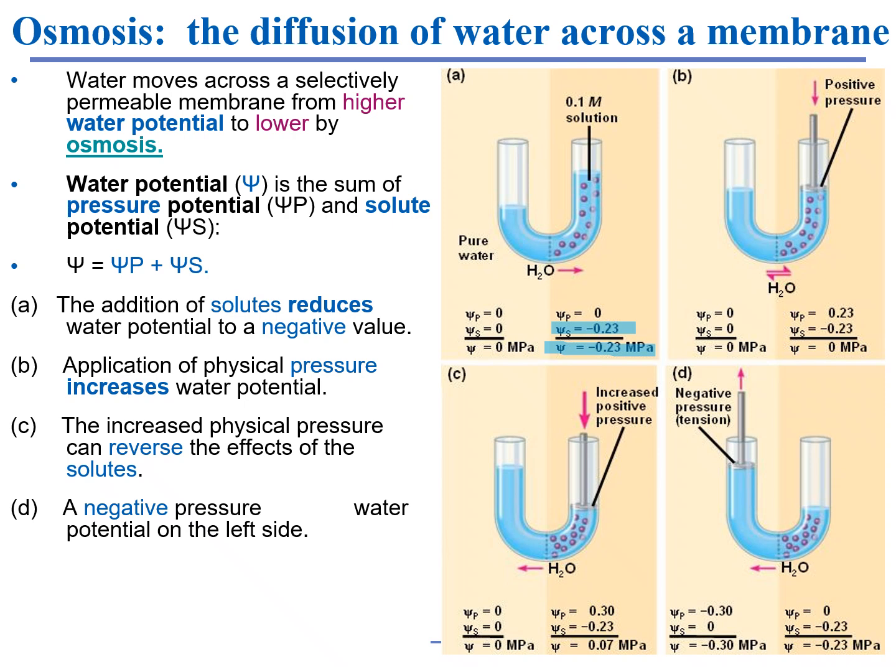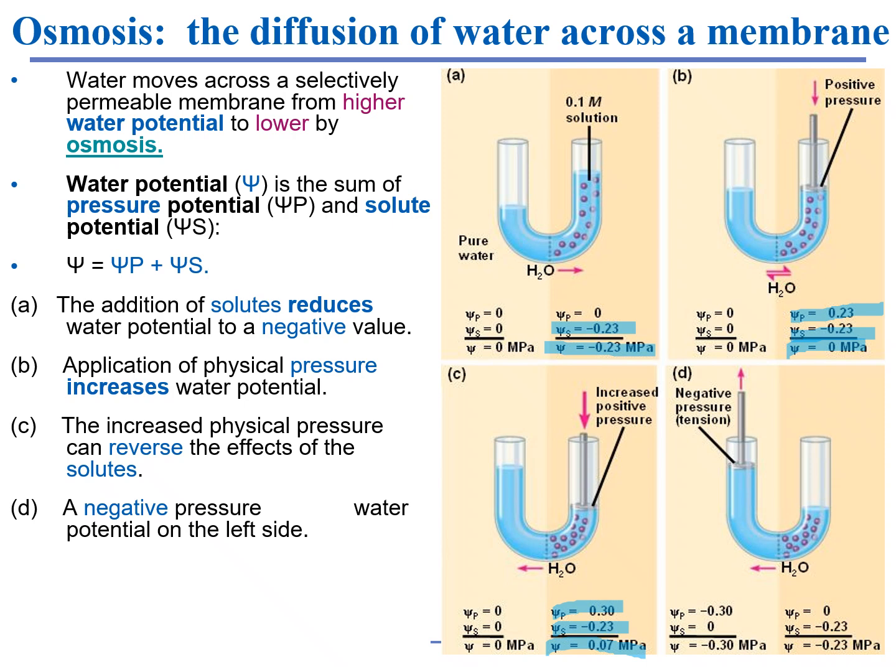In image B, you see that the application of physical pressure here is increasing your water potential. So we have the solute potential, which is negative, but then we add the pressure potential, and now you have your water potential to be 0. In letter C, we see that we have the pressure potential 0.3, solute potential is negative 0.27, add them together, you get 0.03. And then in D, you get negative tension added.